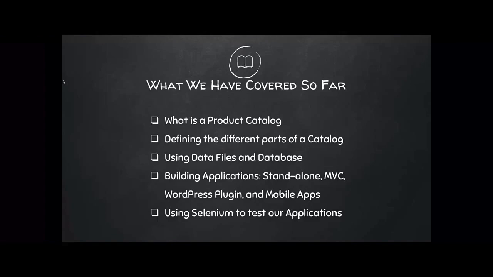So far we've gone over the use case of a product catalog, defining the particular parts of a product catalog, looking at the different data types that we can store data in, be it CSV files, flat files, DBF files, database files, spreadsheets, and so forth. We've also looked at building different types of applications to connect to our product catalog.